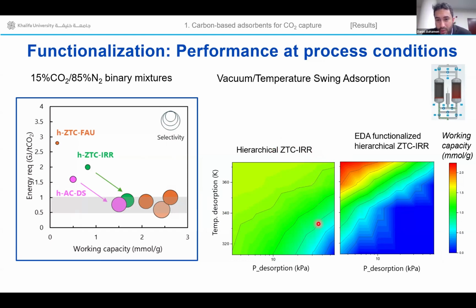You might see that having only the structure without functionalization, you might not get too much working capacity, around 1.5, which is not a lot. The best range will be in this area. Now, when you functionalize this, of course you are enhancing this. The absorption isotherms, the capacity is enhanced at lower pressure, so you can go up to 2.5 millimoles per gram, and this criteria is more than good for absorption in this case.